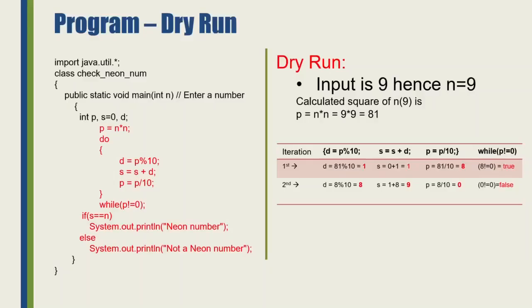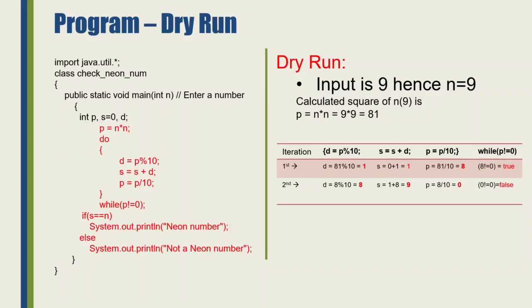On this screen, we have two sections: on the left side the program, and on the right side the dry run. The red text is the real logic of the program, which is explained in the dry run. Please note that our input number is 9. First we have to multiply 9 by itself to get the square of it, which will be stored in variable p.